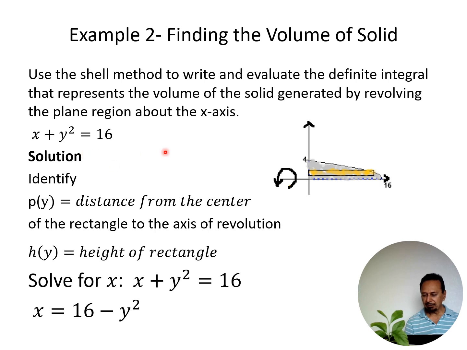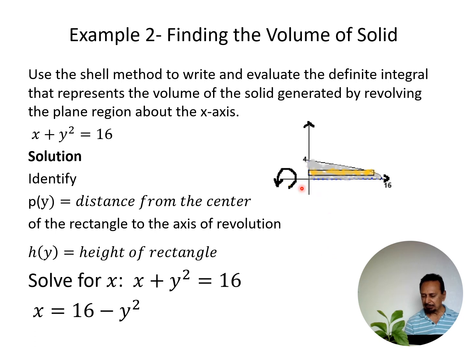So here is another example. Example 2: use the shell method to write and evaluate a definite integral that represents the volume of the solid generated by revolving the plane region about the x-axis. So we place the rectangle in the region, this is the region, parallel to the x-axis. So in this case, p of y, the distance of the rectangle from the axis of revolution, is y.